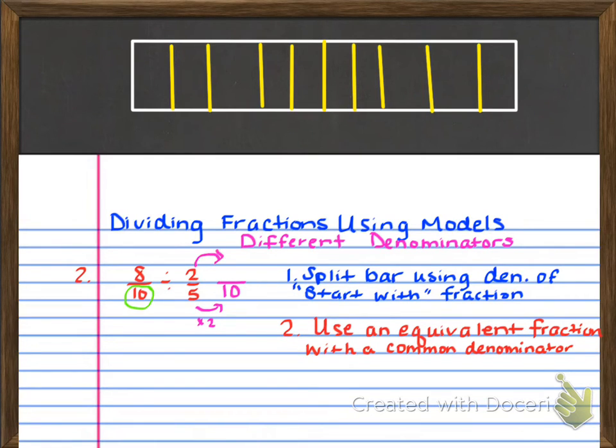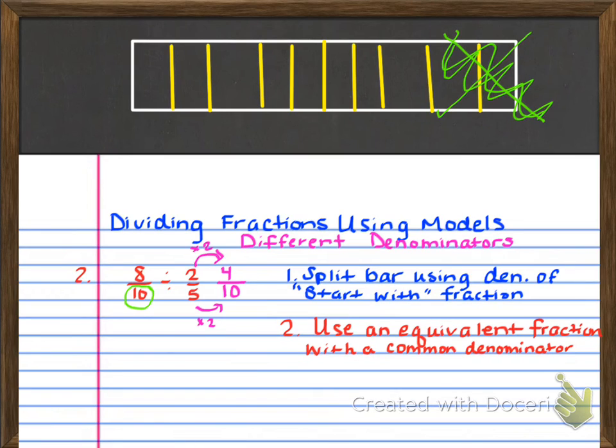And then whatever I did on the bottom, I'm going to do on the top as well. So 2 times 2 is 4. And what we've done here is we've just created an equivalent fraction. So now that we have an equivalent fraction of 4/10, now we're looking for groups of 4 out of the tenths. But remember, first we're only dealing with 8/10, so you want to first go ahead and cross out the two sections that were never part of the problem to begin with. So these guys are not part of our problem anymore.